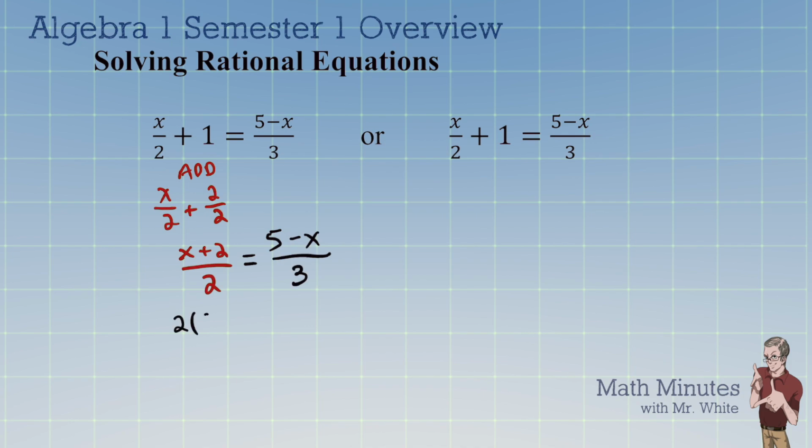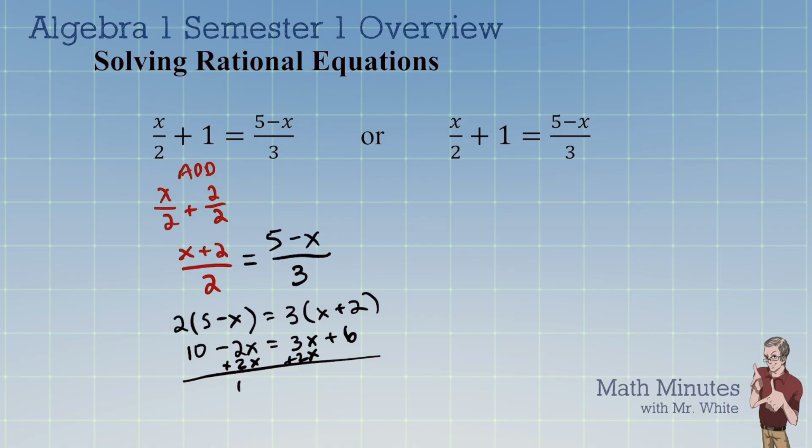So 2 times the quantity, 5 minus x equals 3 times the quantity, x plus 2. So we do the distributive property. 10 minus 2x equals 3x plus 6. We then add 2x. Notice how I'm showing all my work so that if I make a mistake, if my answer seems kind of weird, I can go back and I can check my answer.